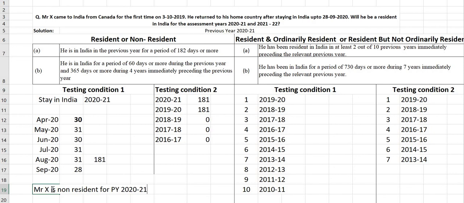Though his total stay was more than 182 days, this total stay was split into 2 different years. In case of residential status, we have to calculate the residential status for each year. If we calculate for each year, in each year he was in India for 181 days, which was less than 182 days. So he will be considered as a non-resident.